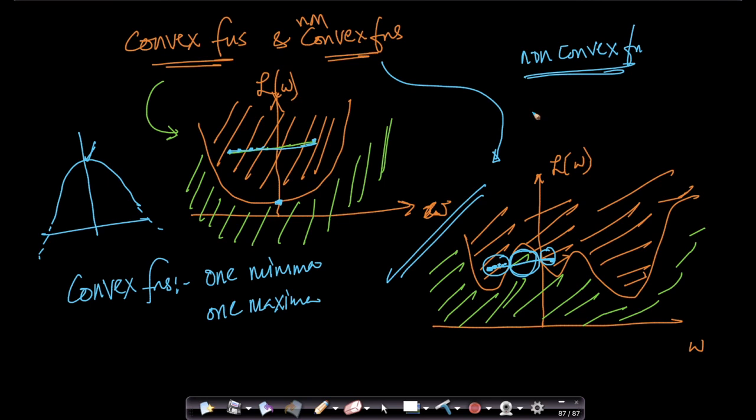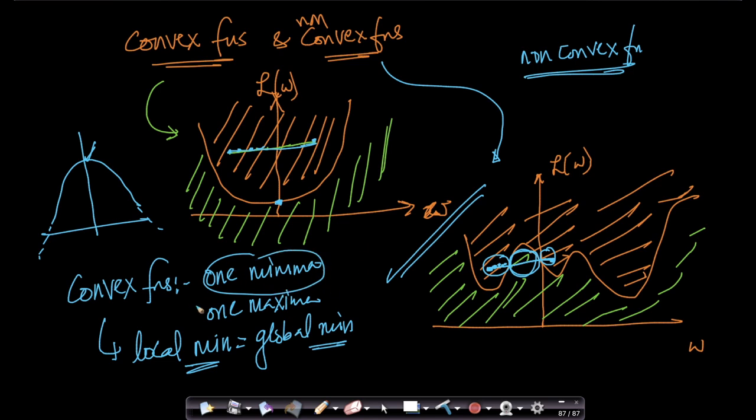On the other hand, before we go to non-convex functions, for convex functions, your local minima is equal to your global minima, because there is only one minima, or one maxima. So your local minima is equal to your global minima. For non-convex functions like this, you can have multiple local minima. Of course, there is always only one global minima, but you could have multiple local minima. So that's a fundamental difference between convex functions and non-convex functions. A very, very important thing.